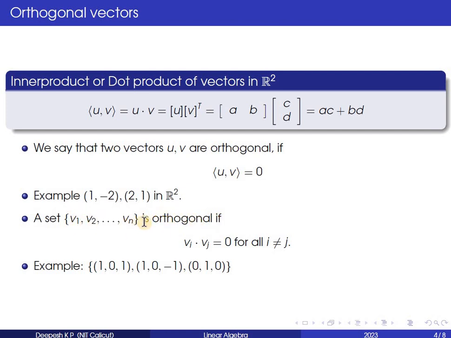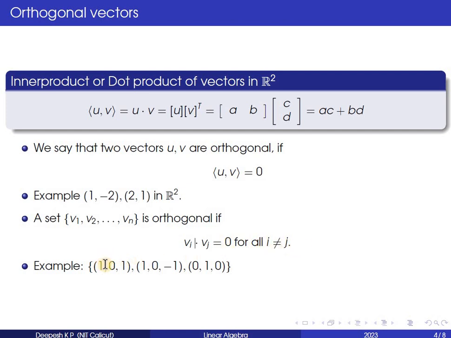Now, when do we say that a collection of vectors is orthogonal? A set v1, v2, etc., vn is said to be an orthogonal set if the inner product of any two different vectors of that collection is equal to 0. This is not the dot product, it is actually the inner product. That's a mistake here. So the inner product of vi comma vj is equal to 0 whenever i is not equal to j.